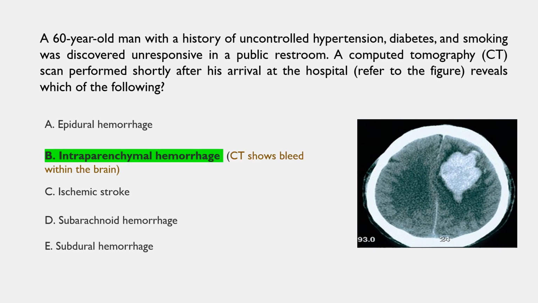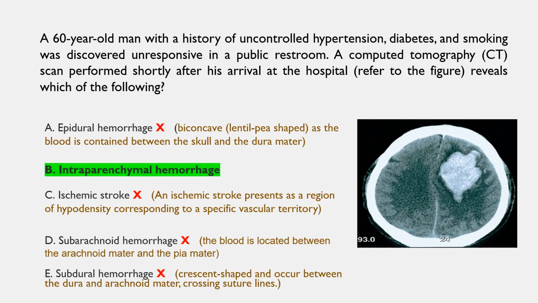The correct answer is B. Intraparenchymal hemorrhage, as the CT scan shows bleed within the brain. Let's have a look at why the other options are incorrect.